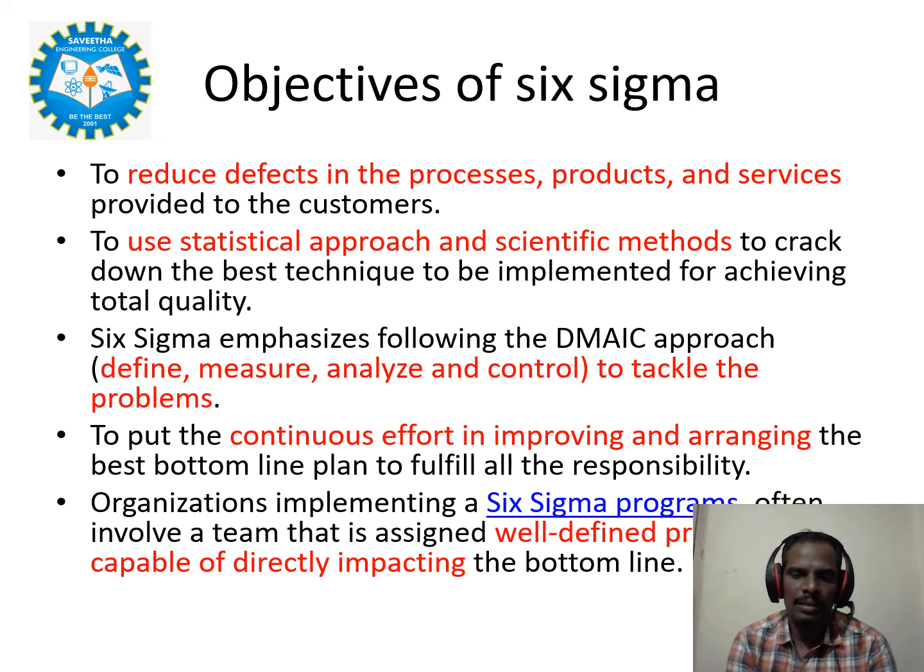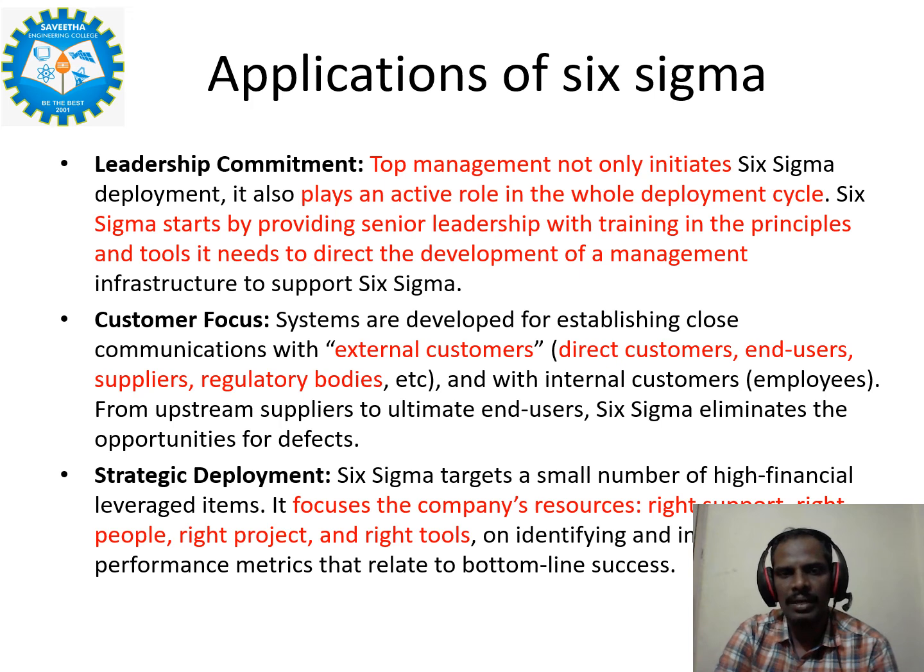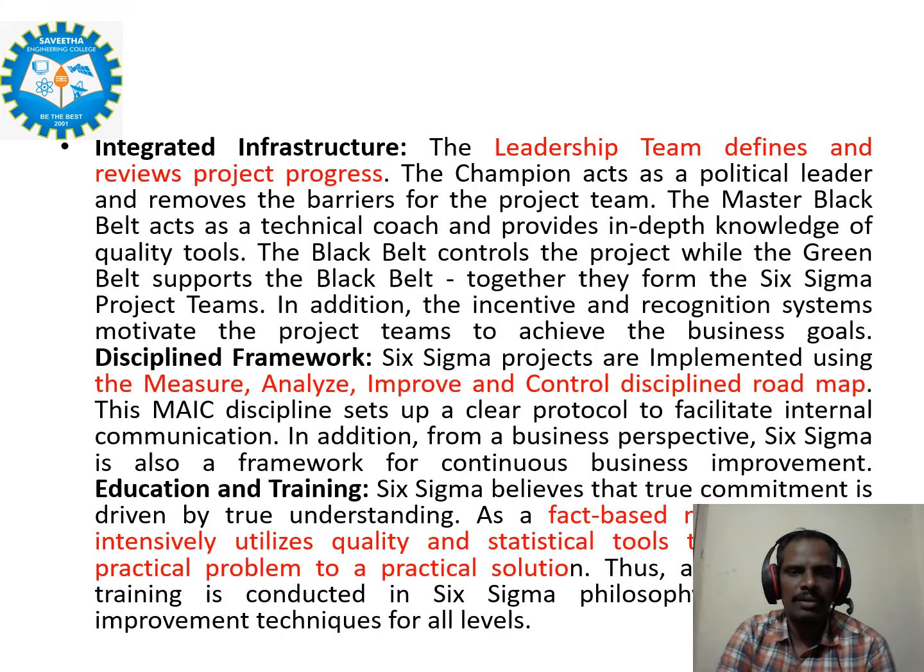Organizations implement Six Sigma concepts for all types of process activities. Six Sigma is applied for leadership qualities, customer focus, strategic development, integrated infrastructures, disciplined frameworks, and educational training. Whenever some people have low education, they have to be educated or trained to reach the required level.